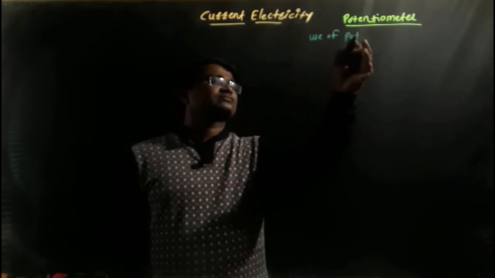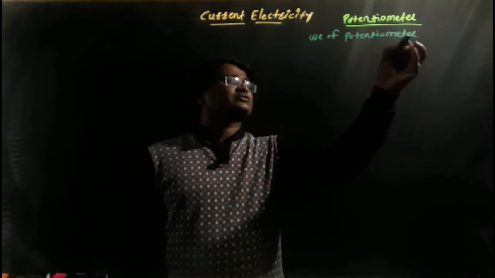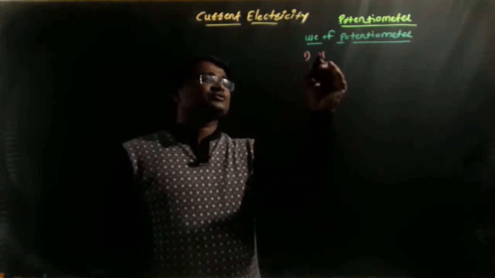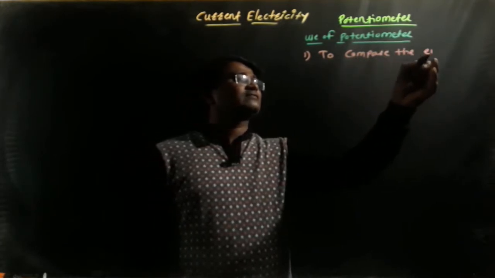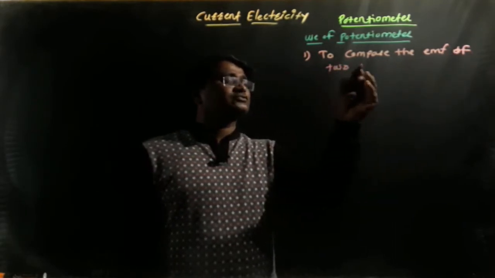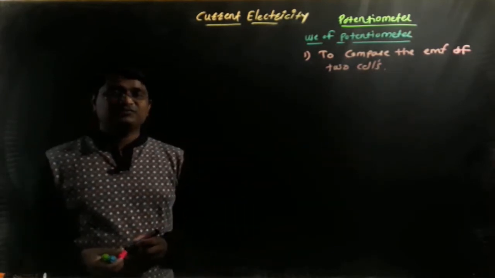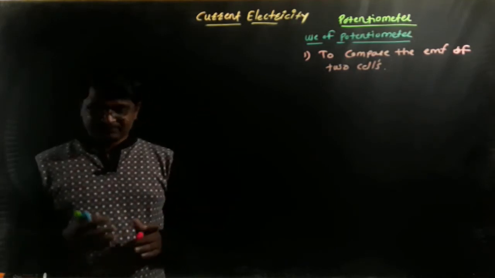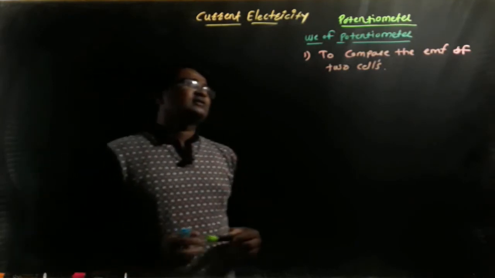Use of potentiometer. Okay, so their first use is to compare the EMF of two cells. To compare the EMF of two cells by using potentiometer. This is the first very important use of potentiometer. So let's discuss what is actually done to compare the EMF of two cells by using potentiometer.